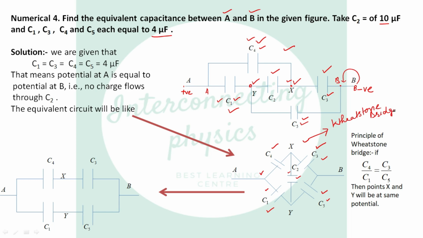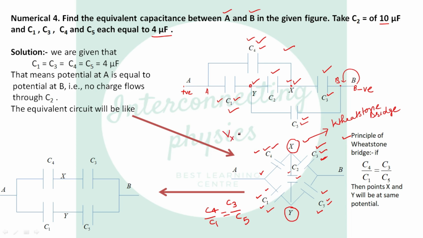In chapter 3, that is current electricity, we will understand the Wheatstone bridge in detail. But till now, let us understand the principle of the Wheatstone bridge. If C4 divided by C1 is equal to C3 divided by C5, then the potential at point X will be equal to the potential at point Y. Again I repeat, if this divided by this and this divided by this are both equal, having the same value, then the potential at X will equal the potential at Y.